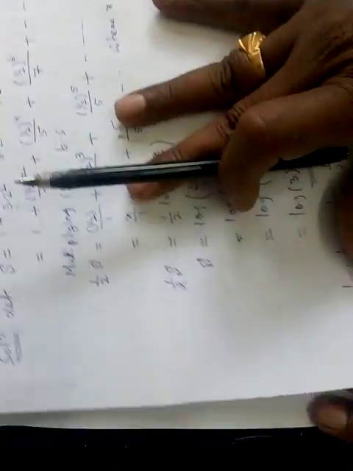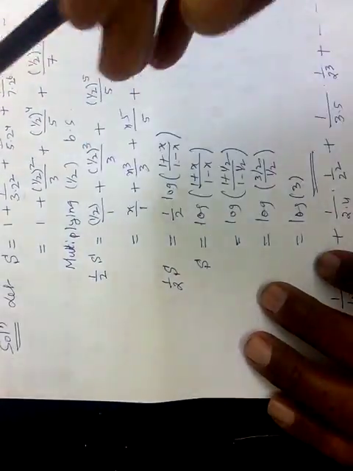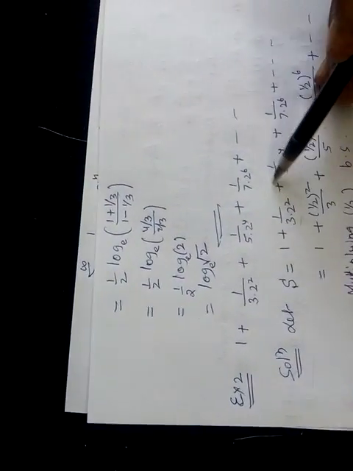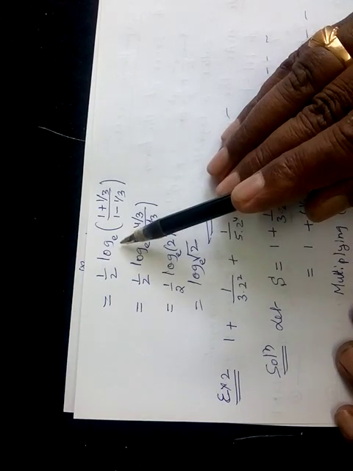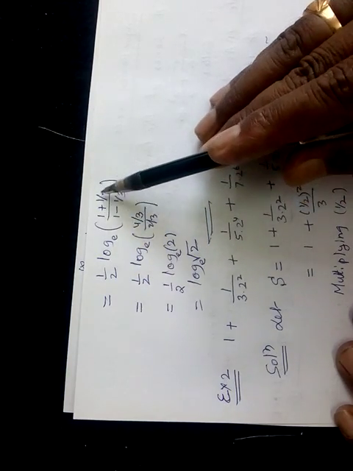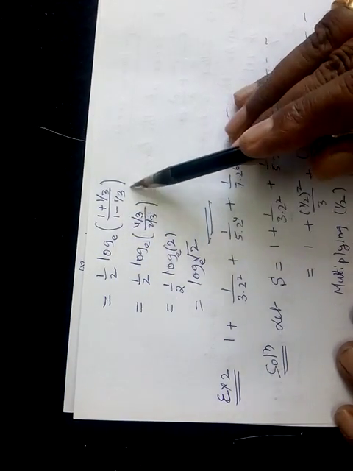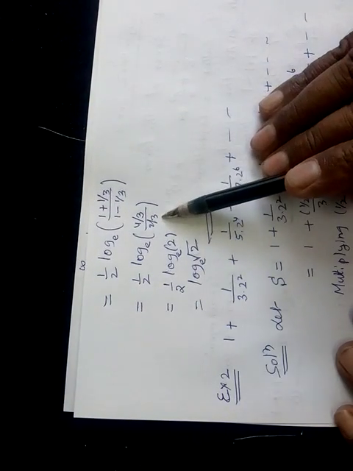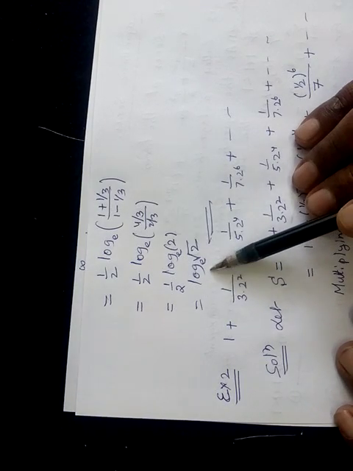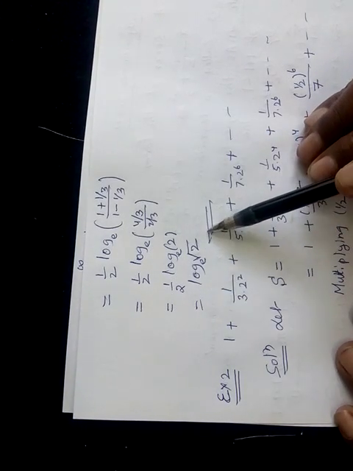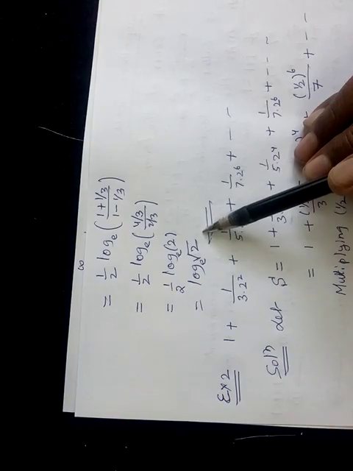Now substituting x value, you get 1 by 2 log 1 plus 1 by 3 divided by 1 minus 1 by 3. Just simplify this, and after simplification you will get log root 2. This is the sum of the given series.